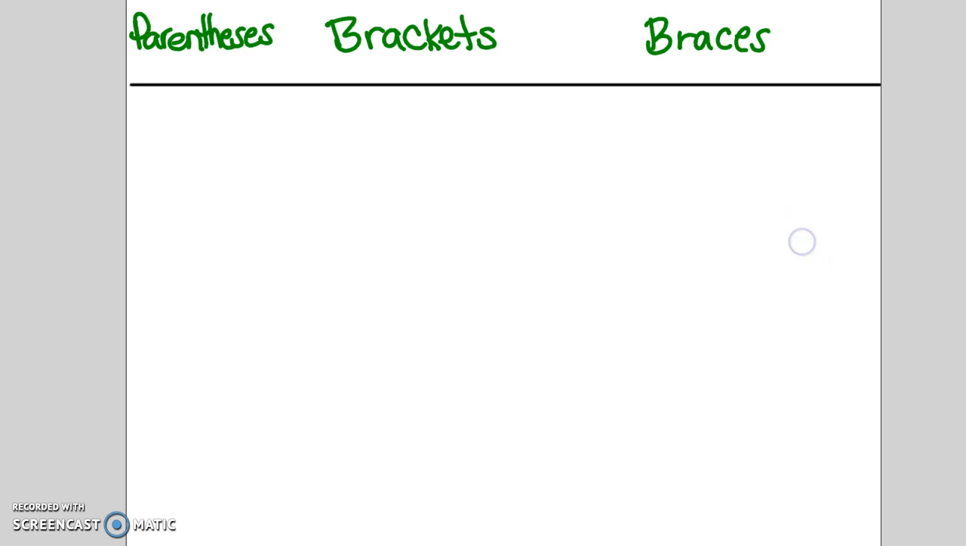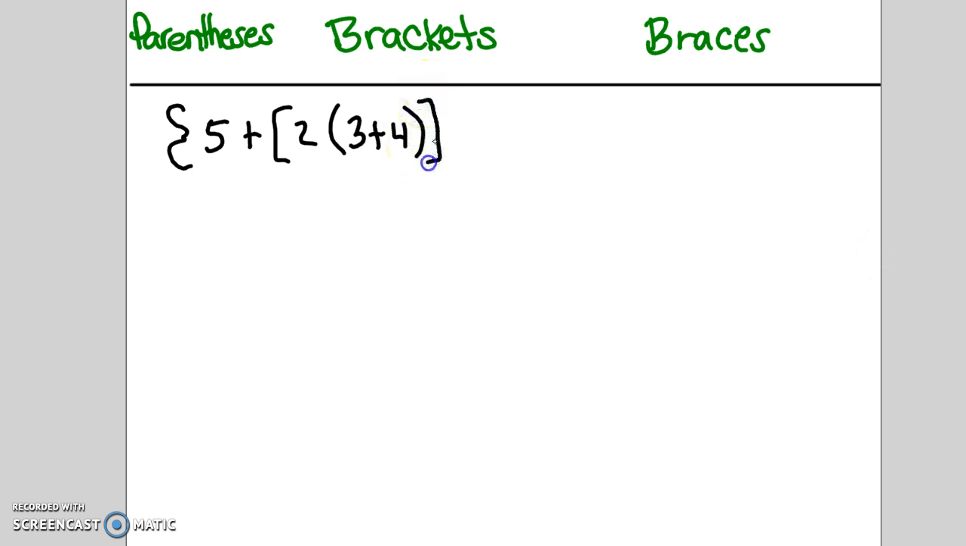Copy along with me. We need a set of braces. 5 plus bracket 2 times 3 plus 4. Well, we're almost there. Close that parentheses, close the bracket, and close the brace. And then we're going to subtract 9 from that mess.